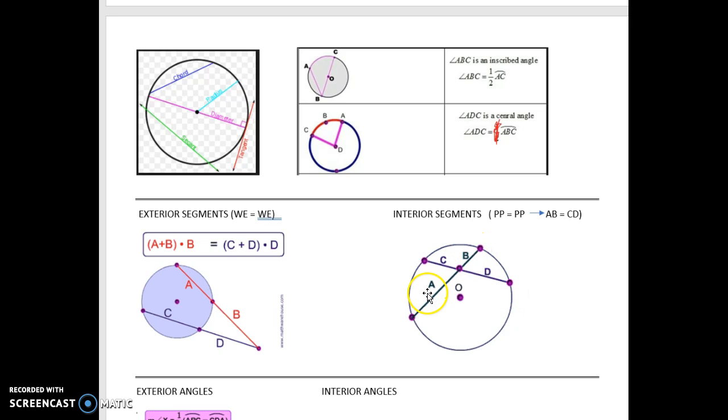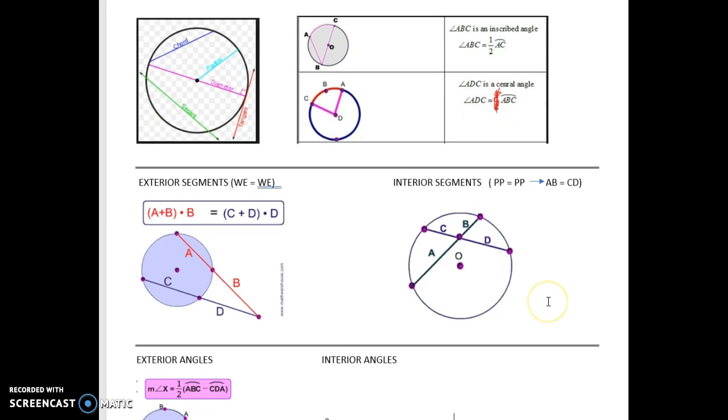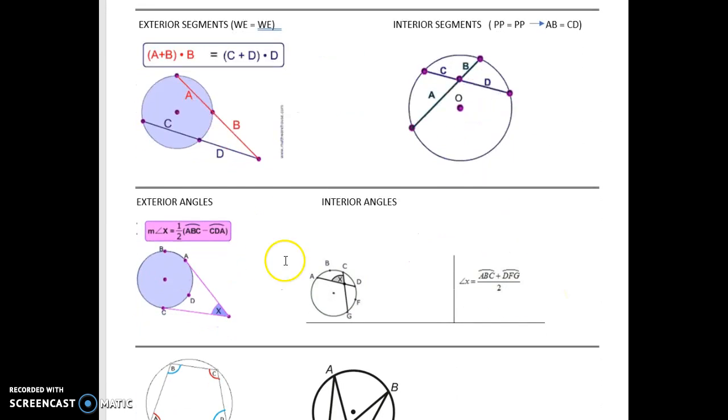Interior segments, notice all of the segments are inside. This is PP. If you multiply C times D, it equals A times B. Please write down those rules. We also talked about interior and exterior angles. Exterior angles means that it's an outside angle.